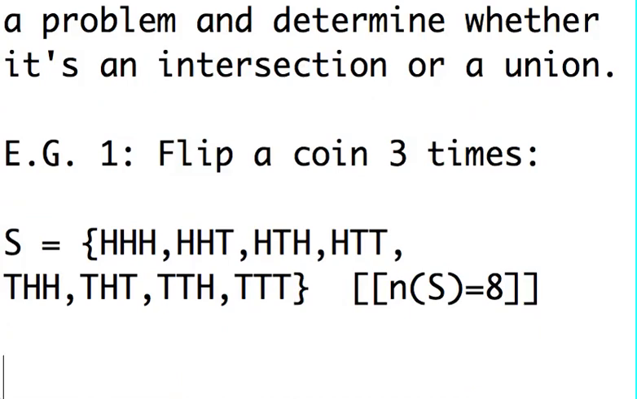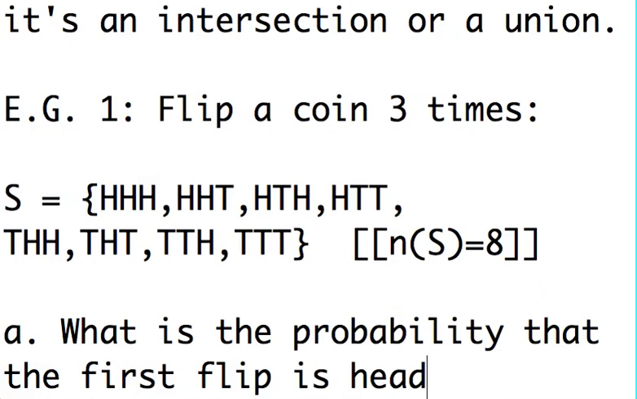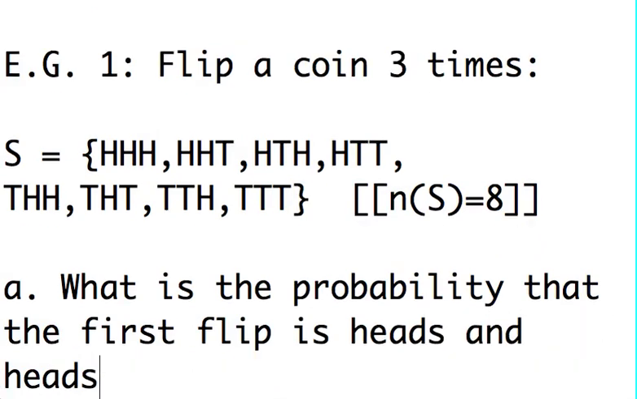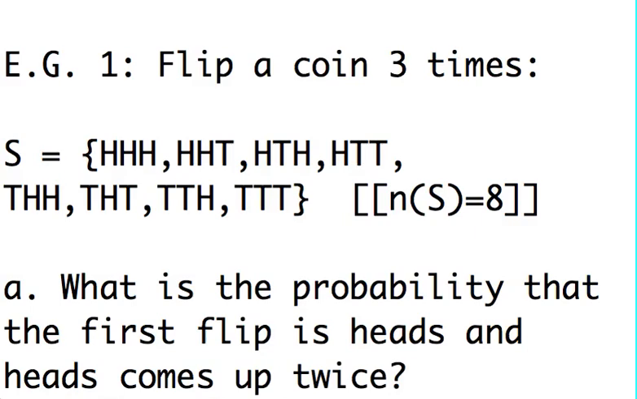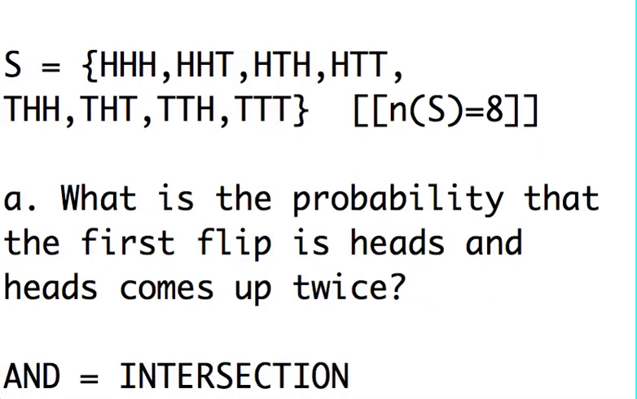Okay. Let's ask a couple of questions. What is the probability that the first flip is heads and heads comes up twice? Well, when I see the word and, this typically means an intersection. We've been talking a lot about the word and meaning multiplication, but in this context it's going to mean intersection. The reason being, it's not like we're making two choices. It's heads coming up first and coming up twice.